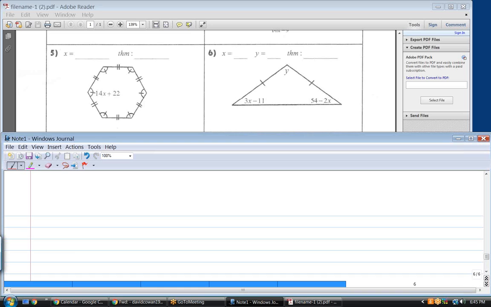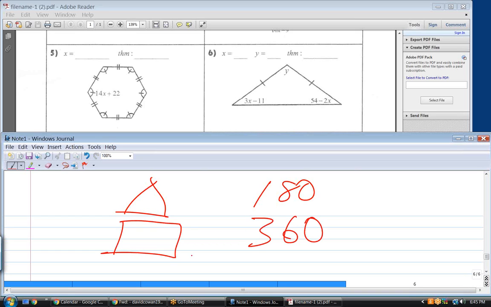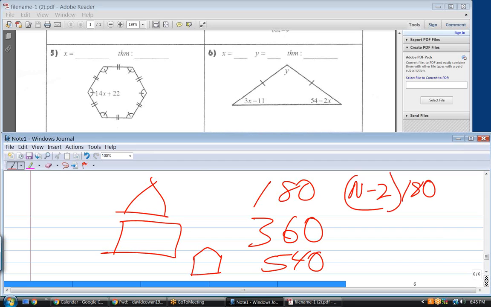So would you do just 14x plus 22 times 6 equals what? 360. What are the sum of the angles equal to in a hexagon? A triangle is 180, and a quadrilateral is 360. A pentagon, or a 5-sided figure, is 540. There's a general formula: it's n minus 2 times 180. Oh, that's right.